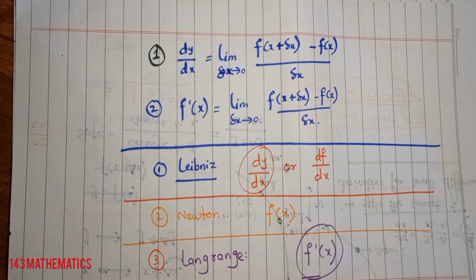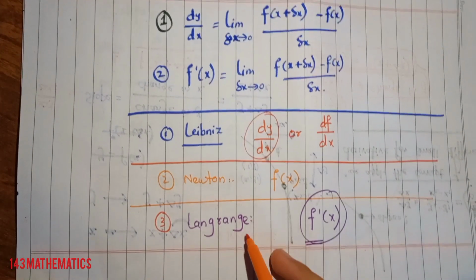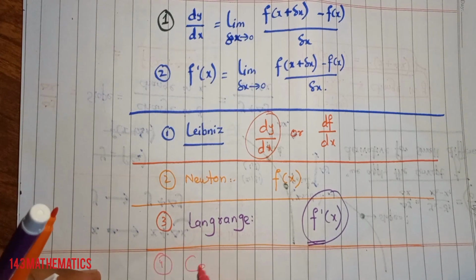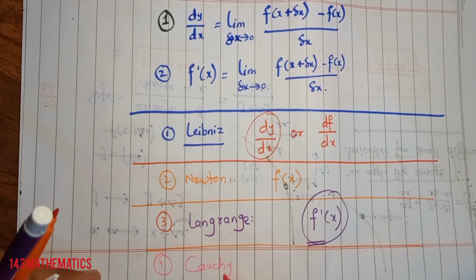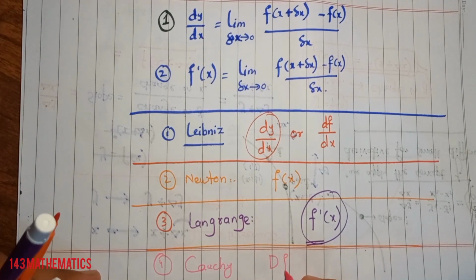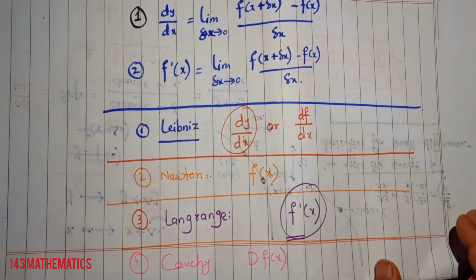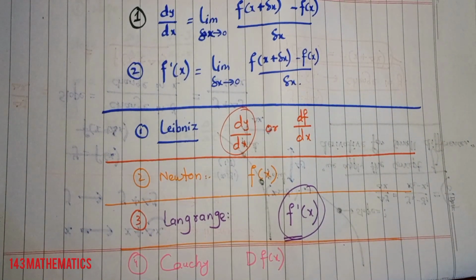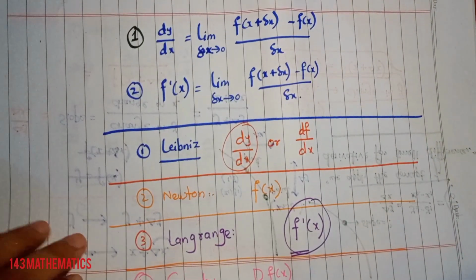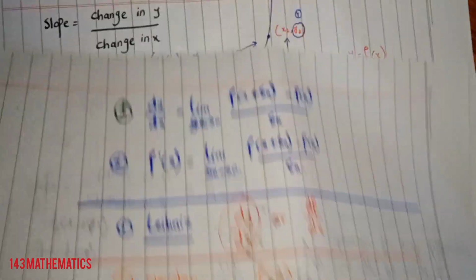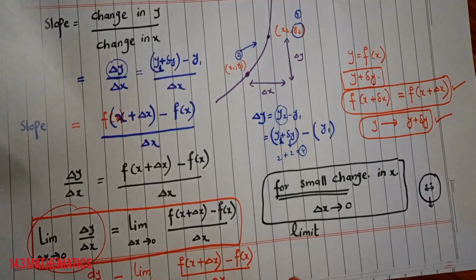So last, there is another notation for the derivative. This is used by Cauchy. This is df of x. So these are some notations used by different mathematicians. So here at the end of this topic we will discuss an example for understanding of the topic.